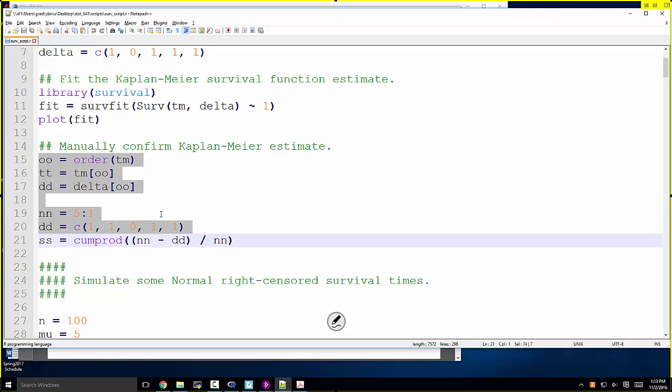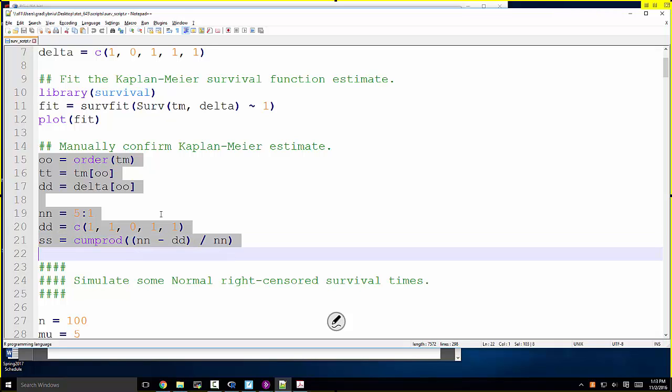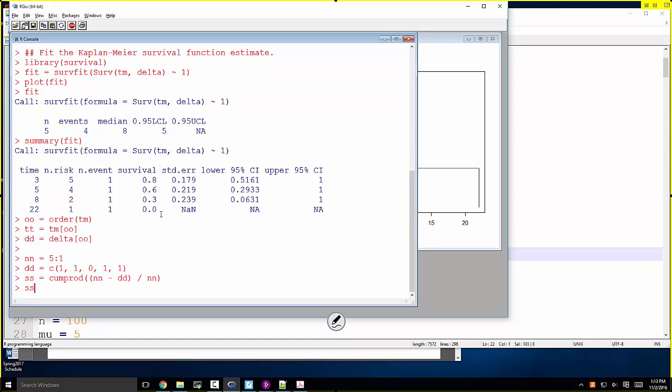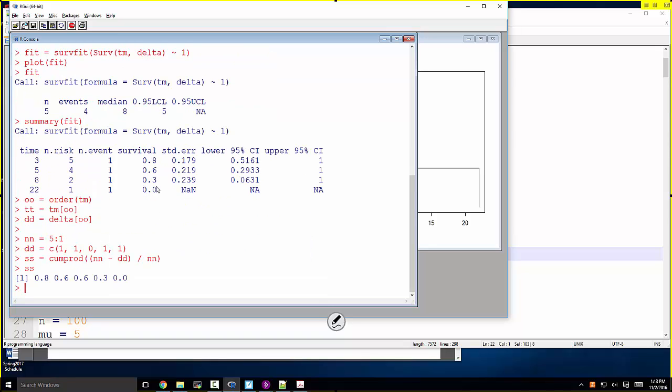Then Kaplan-Meier can be written as a cumulative product. So you accumulate from the left and you multiply all the pieces, number at risk minus number of deaths divided by number at risk, all the way up to each time point. So let me just run this and verify that those numbers are the same as those calculated by survfit.